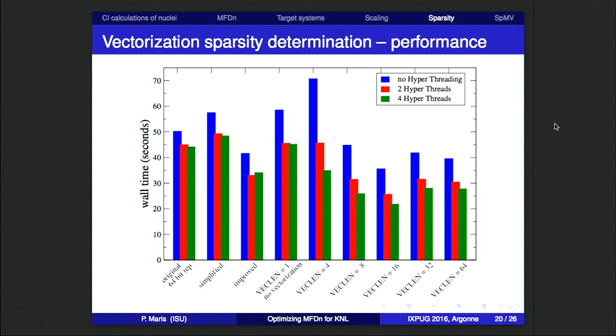I should also mention blue is without hyperthreading. Two hyperthreads help a little bit. Four hyperthreads help a little bit more, but not that much. If I go to a vector length of 8 or 16, I see a significant improvement. Beyond 16, it deteriorates a little bit. I don't understand quite why. 16 is also the natural choice for the AVX-512 vector width, so this is what we stick with.